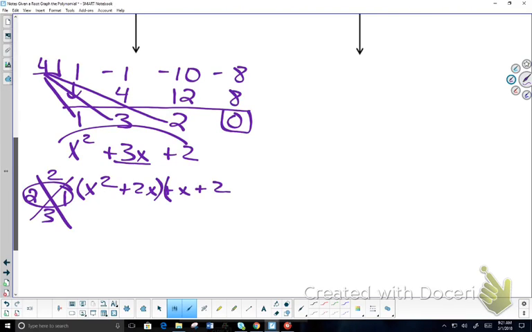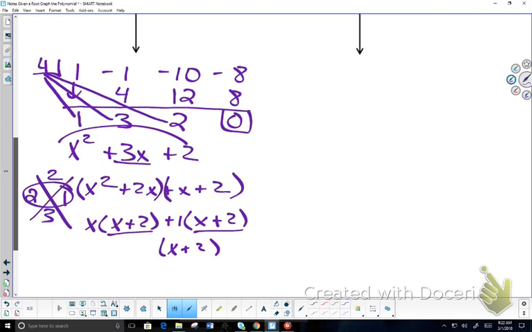And then once again, we'll just go through grouping. Our first two terms have x in common, leaving me with x plus 2. Our last two terms have 1 in common, leaving me with x plus 2. For grouping to work, those two must be the same, and it's one of my factors. This is going to be your other factor, x plus 1.